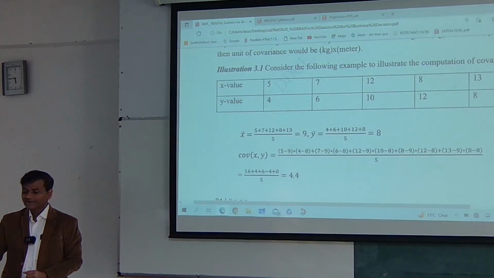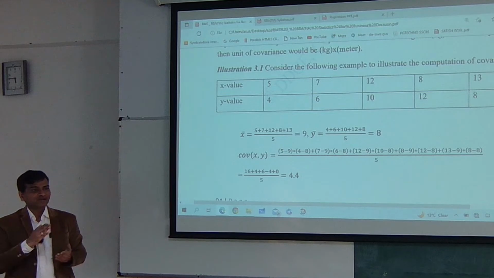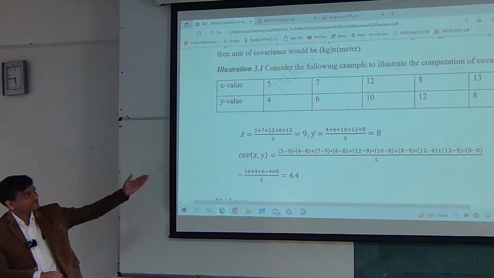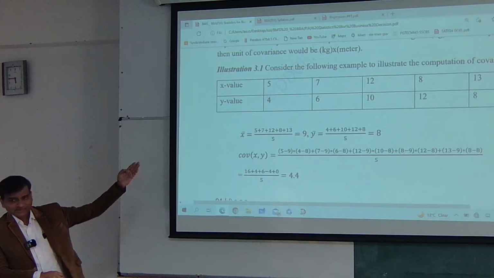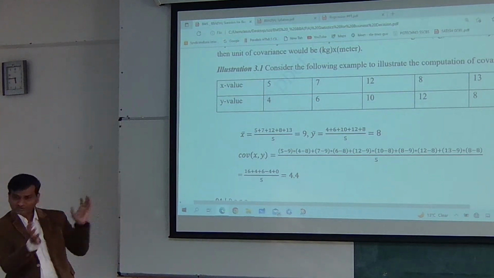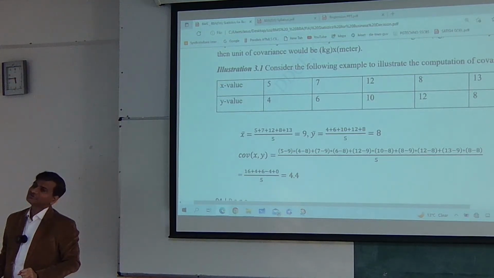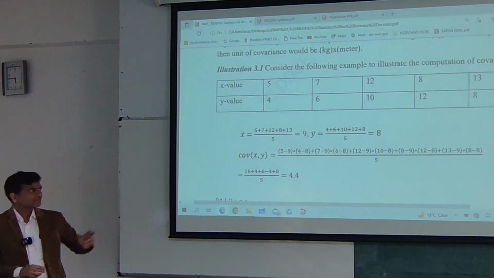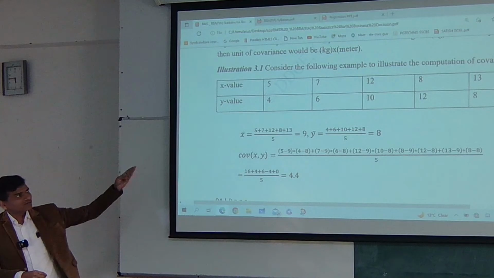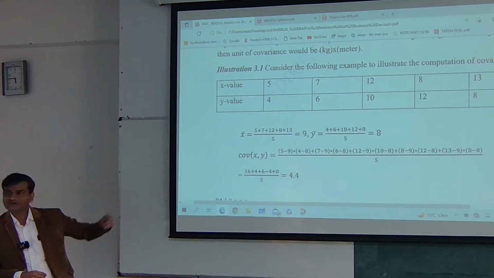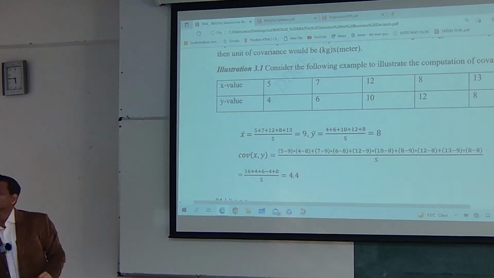And you use this formula: x i minus x bar, like 5 minus 9, then 7 minus 9, similarly 4 minus 8, and you have to multiply. You multiply the deviations of each observation from its respective mean, and then you add them and divide by the total number of observations, divide by 5, and you get 4.4. So what is 4.4? This is the covariance between the two variables.